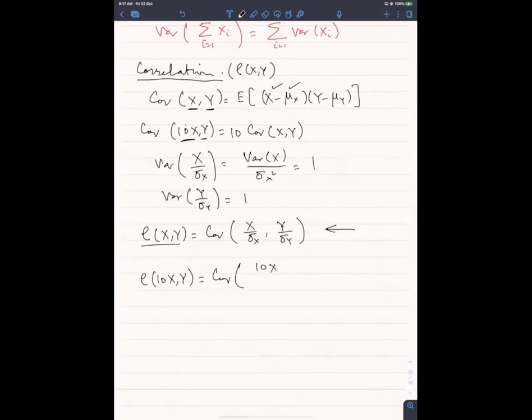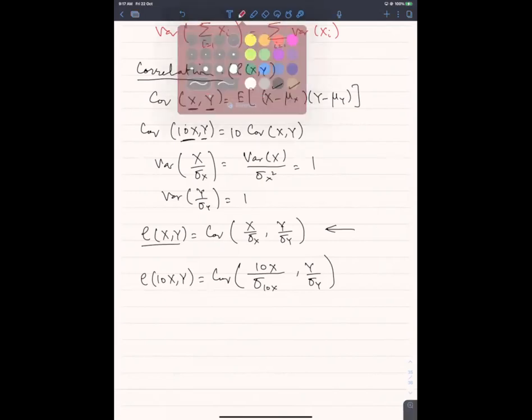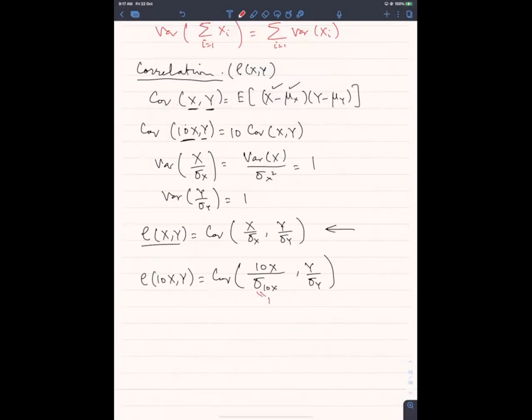divided by standard deviation of 10x, y over sigma y. And what is the standard deviation of 10x? Standard deviation of 10x is nothing but 10 times standard deviation of x. So ये आपके पास basically covariance of x over sigma x, y over sigma y, which is the same as the correlation between x and y.